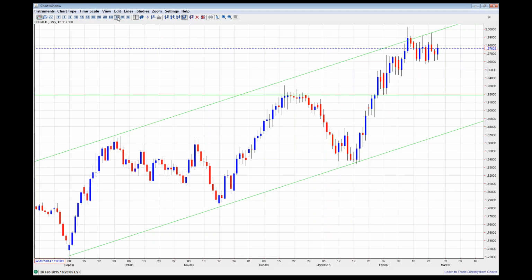Let's go to daily. So now, look, you can see it's consolidating right underneath $2. So I'm watching this consolidation pattern. Could be a little pennant, could be a flag. I want to see if it's going to break out of here or break down.